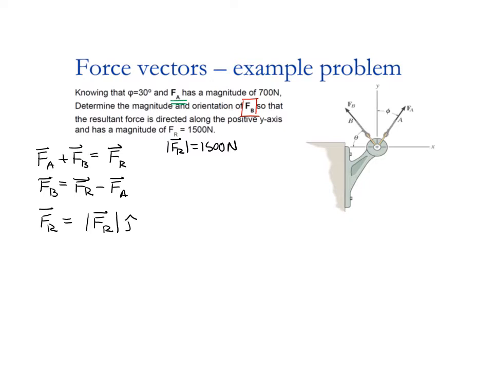Similarly for Fa, I'm going to write it like this. Magnitude Fa times the sine of phi i hat plus magnitude Fa cosine of phi j hat. Both of those come with positive signs, because the vector Fa has a positive y component and a positive x component. And the x component goes with the sine of phi because it's opposite to the angle phi, and the y component goes with the cosine of phi.